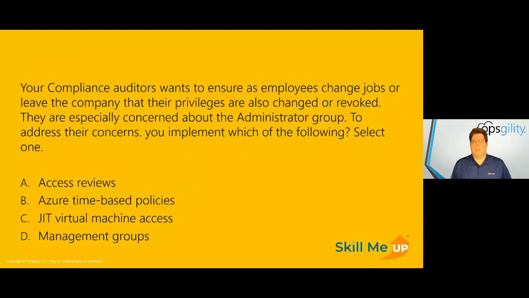So let's go back to a knowledge check here. Your compliance auditors want to ensure, as employees change jobs or leave the company, that their privileges are also changed or revoked. They're especially concerned about the administrator group. To address their concerns, you implement which of the following? Select one. Is it access reviews, Azure time-based policies, just-in-time virtual machine access, or is it management groups? I'm going to pause. I'm going to take a drink here.